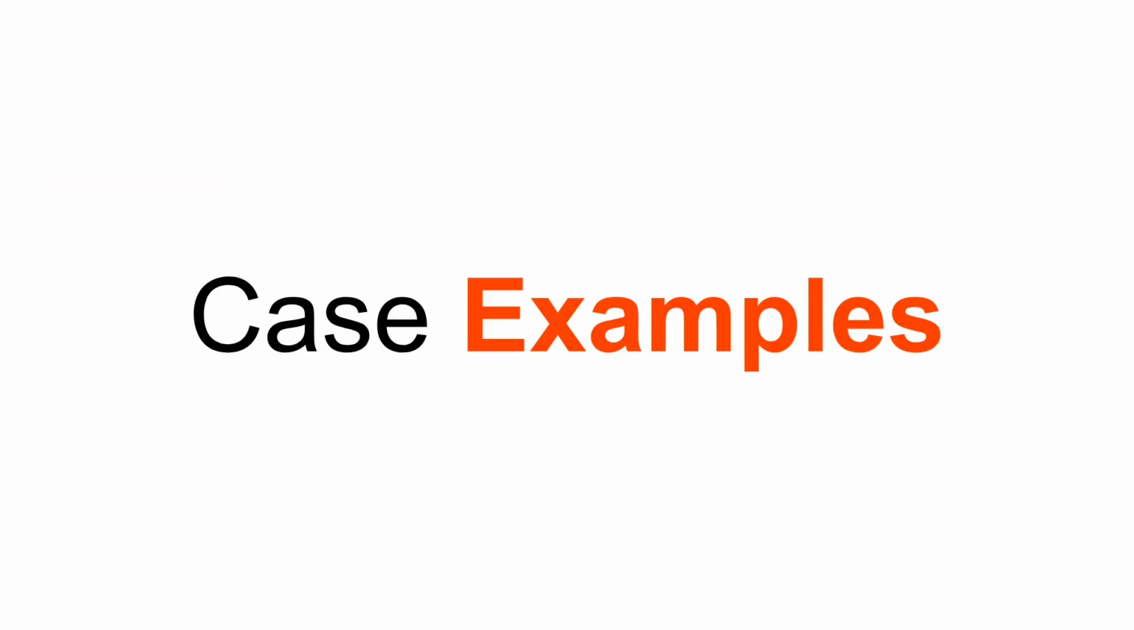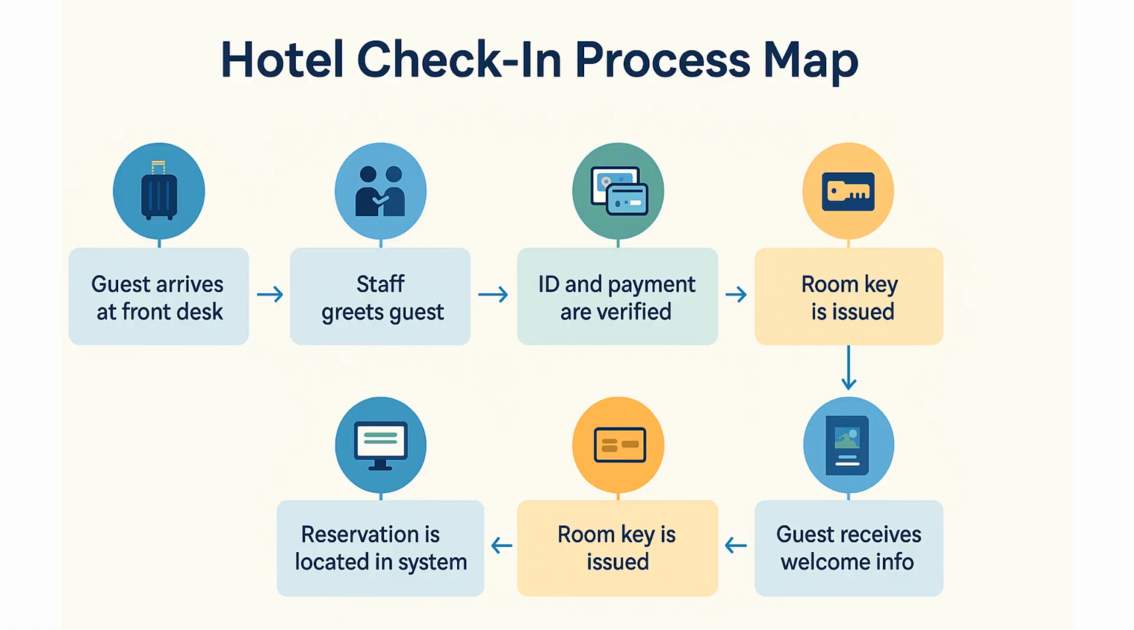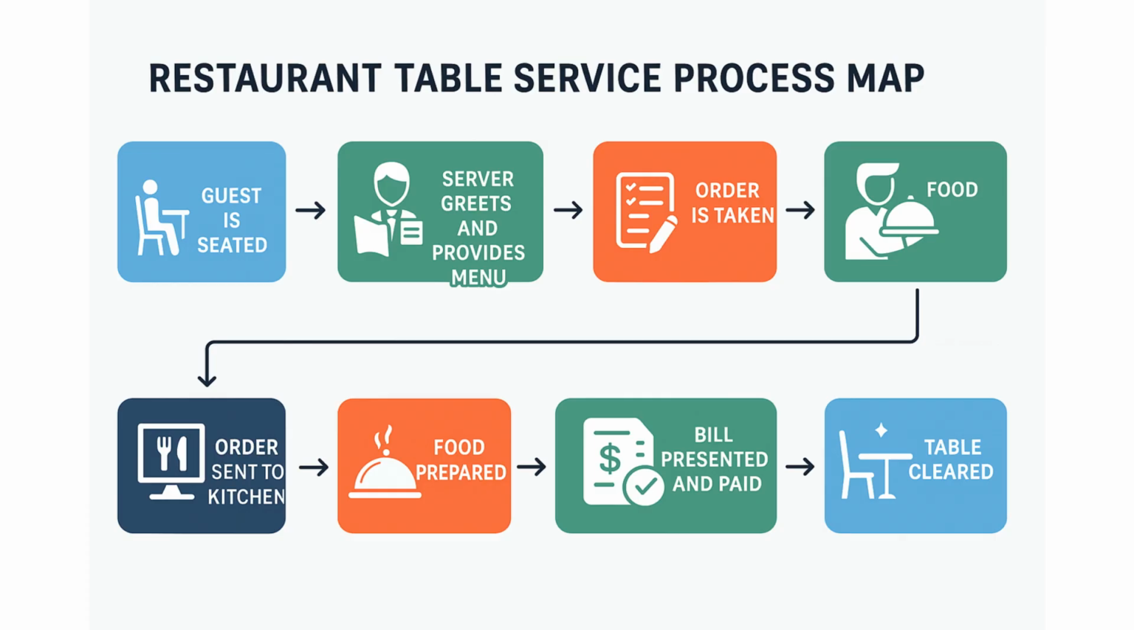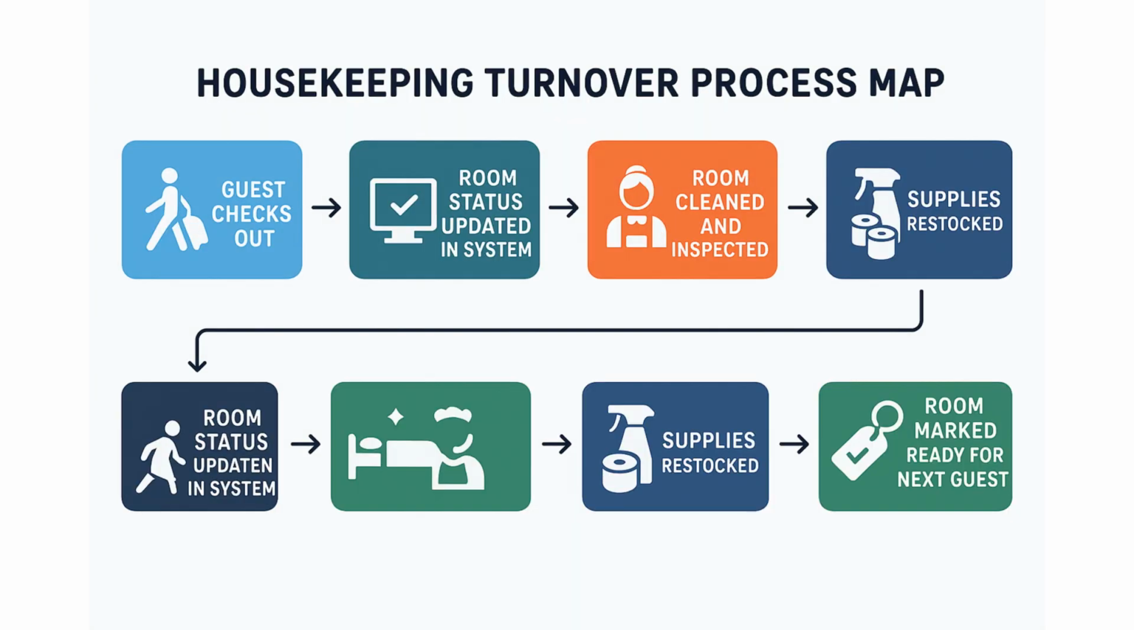Next, let's look at some case examples of process maps in a hospitality setting. This flowchart illustrates the steps involved in a hotel check-in process, from guest arrival to receiving welcome information. This map shows the flow for restaurant table service, starting with the guest being seated and ending with the table being cleared. These visual maps are essential for identifying every step and handoff in a process.